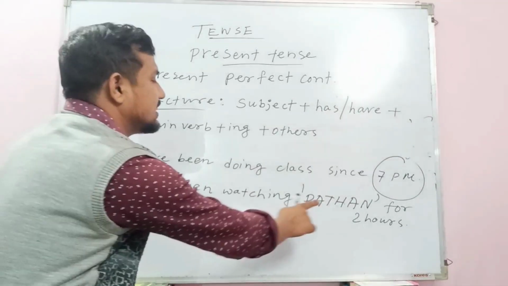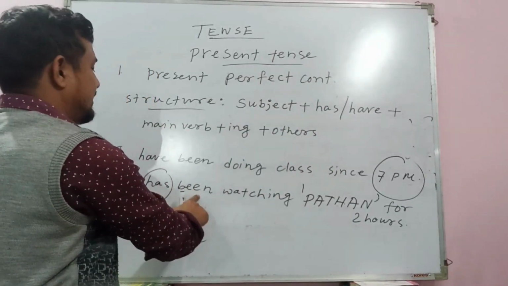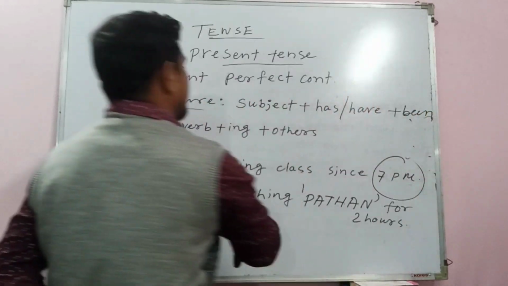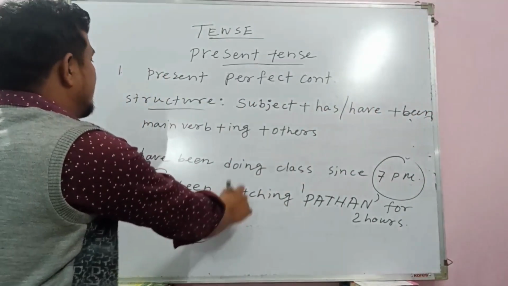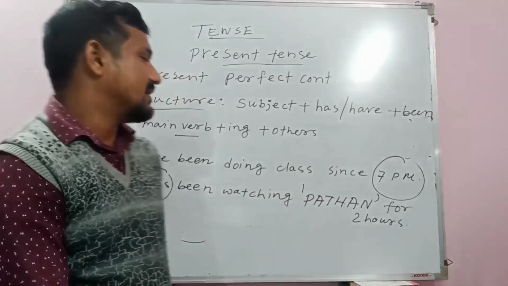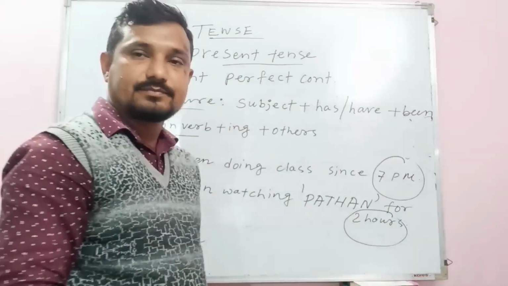He has been watching Pathan for 2 hours. He is the subject, has is used there. Been I missed, been will be there. Been watch is the main part, then the ing form watching. Pathan is the object. For 2 hours also mentions a time frame.